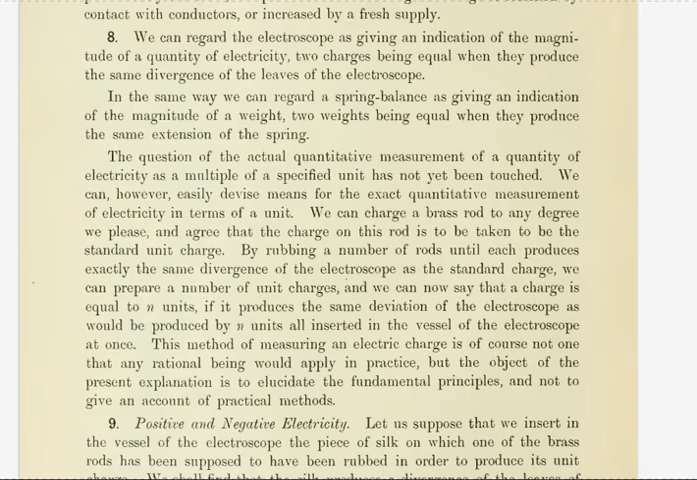The question of the actual quantitative measurement of a quantity of electricity as a multiple of a specified unit has not yet been touched. We can, however, easily devise means for the exact quantitative measurement of electricity in terms of a unit. We can charge a brass rod to any degree we please, and agree that the charge on this rod is to be taken to be the standard unit charge. By rubbing a number of rods until each produces exactly the same divergence of the electroscope as the standard, we can prepare a number of unit charges. And we can now say that a charge is equal to n units, if it produces the same deviation of the electroscope as would be produced by n units all inserted in the vessel of the electroscope at once.